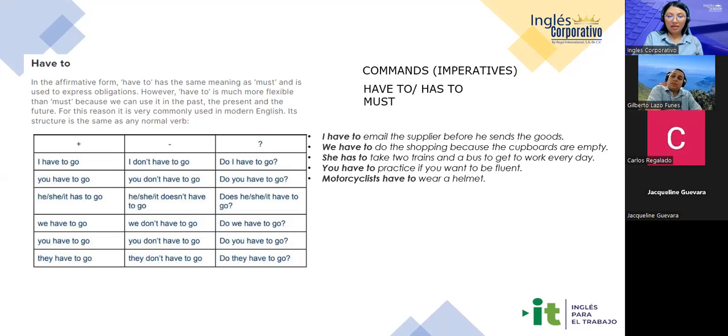Questions. ¿Qué es lo que estamos viendo ahorita, clase? Primero introducimos el tema, damos ejemplos y ya después la práctica. I am showing you how to use, in this case, I'm sorry, they are not imperatives. How to use have to and has to. Ellos son modal verbs.